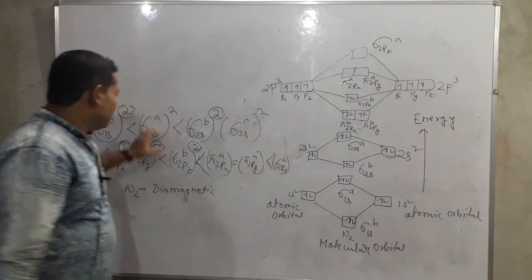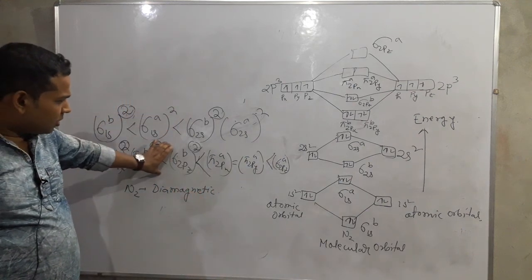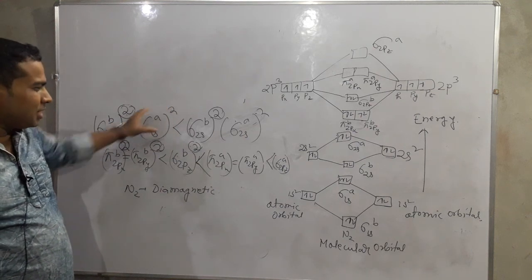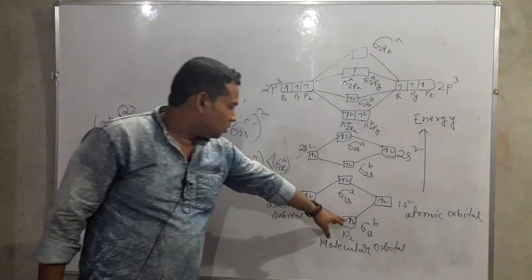So this is the configuration. This is the molecular configuration, not the atomic configuration. This is a molecular configuration. Energy level diagram. So electrons are distributed.